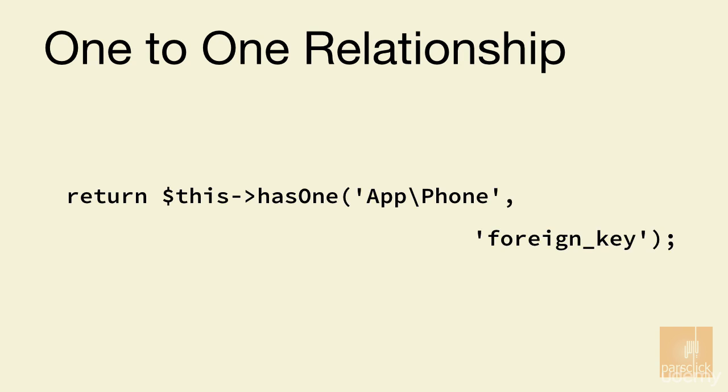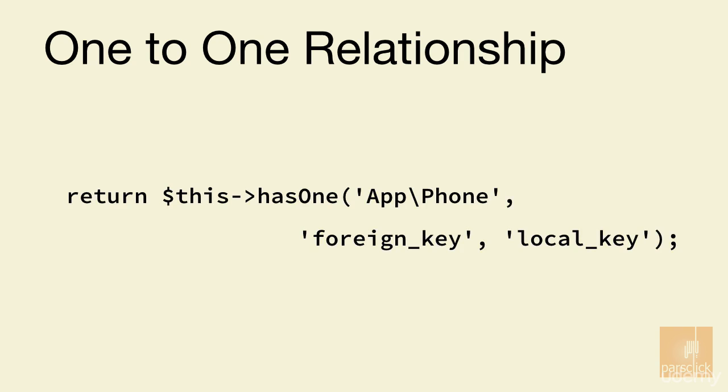Additionally, Eloquent assumes that the foreign key should have a value matching the ID column of the parent. In other words, Eloquent will look for the value of the user's ID column in the user_id column of the phone record. If you would like the relationship to use a value other than ID, you can pass a third argument to the hasOne method specifying your custom key like so. So we can access the phone model from our user.